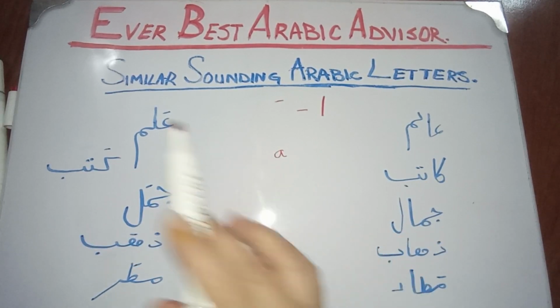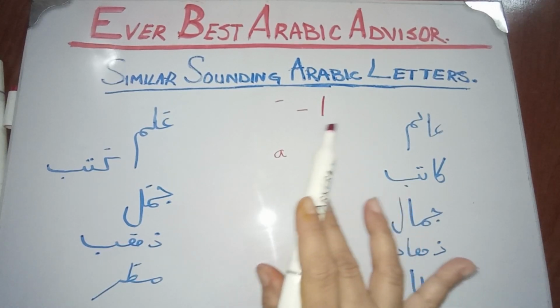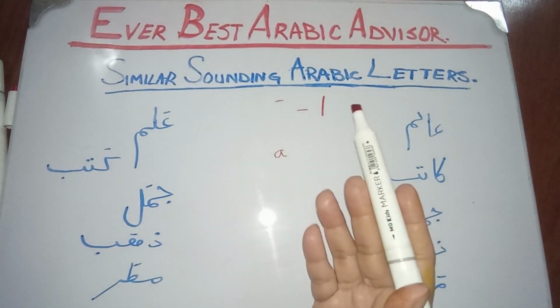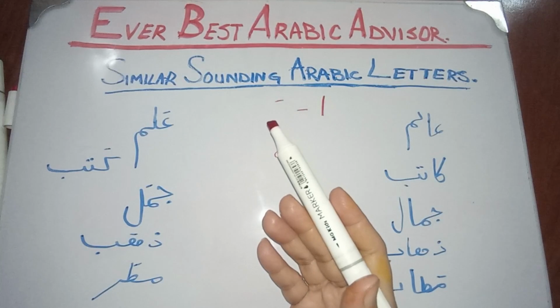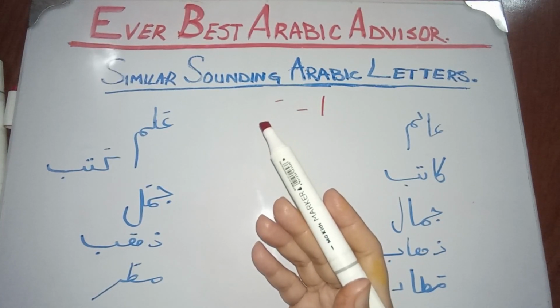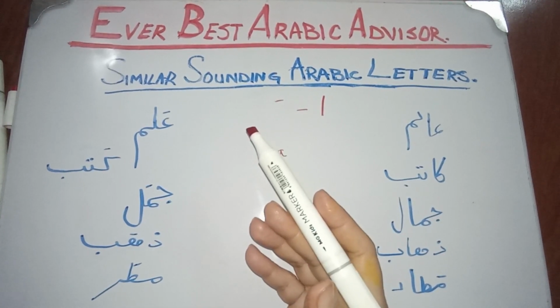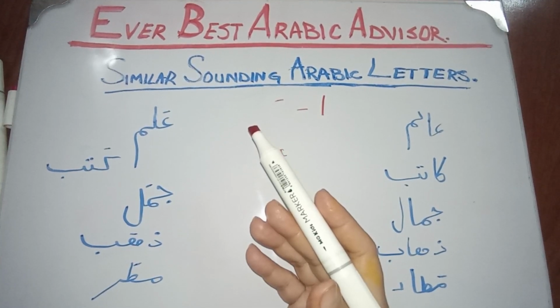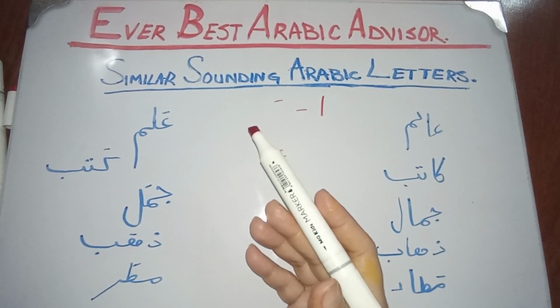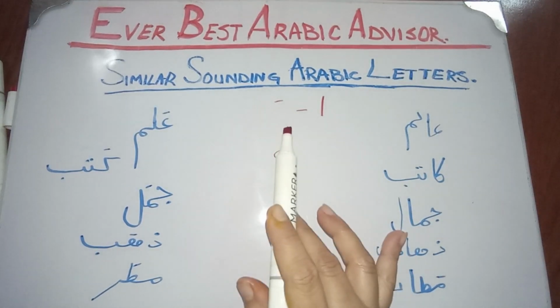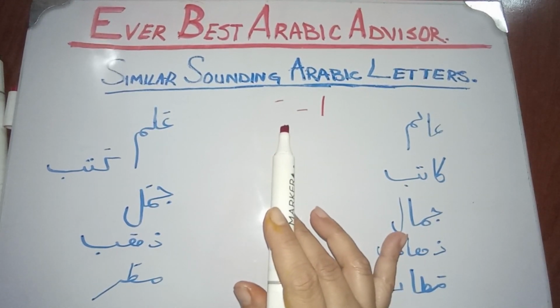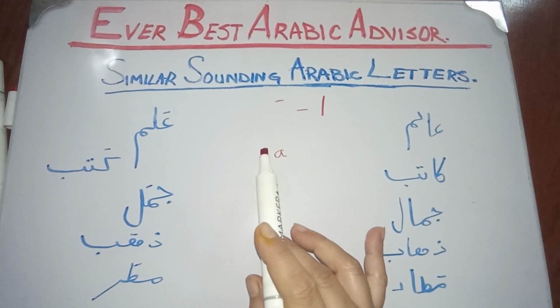We have started learning similar sounding Arabic letters. Why are we learning similar sounding Arabic letters? Because it makes a big difference. No matter how much vocabulary you know about Arabic, if you do not know how to pronounce it correctly, and do not know what difference it makes when we confuse similar sounding letters, it matters nothing. It's all in vain.